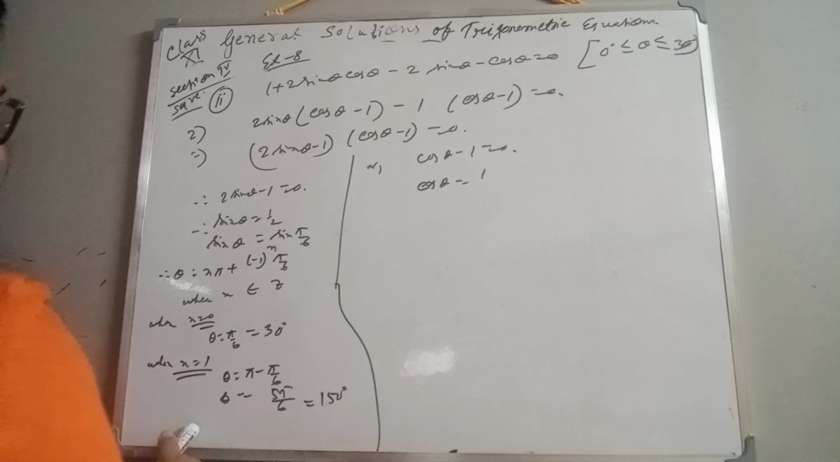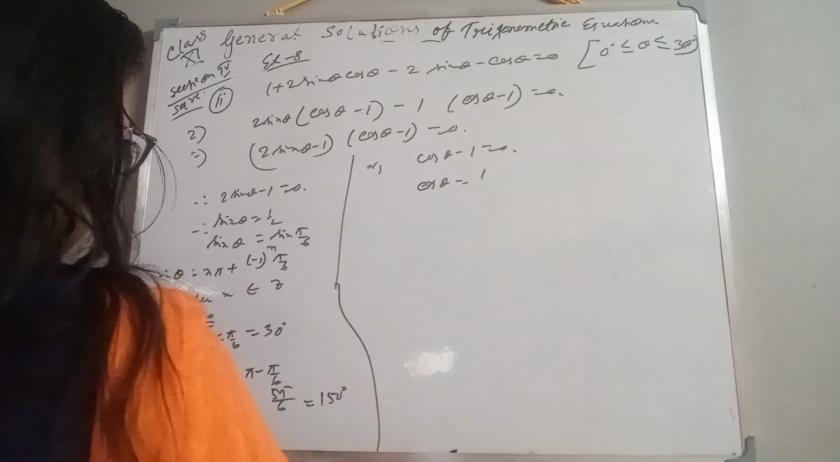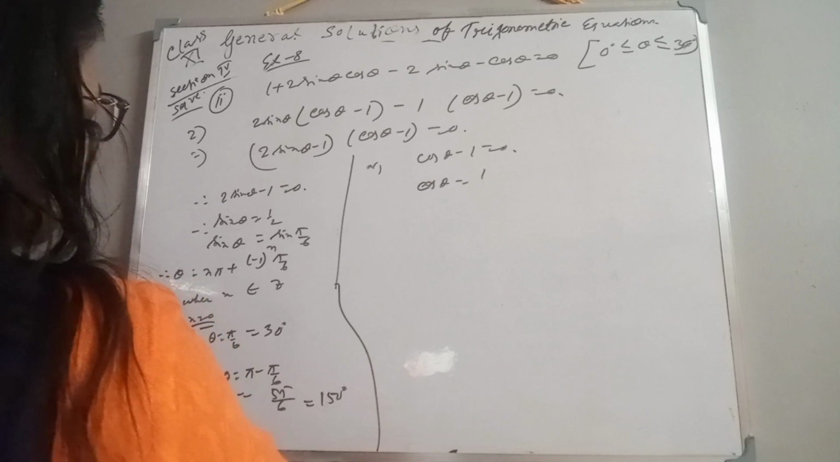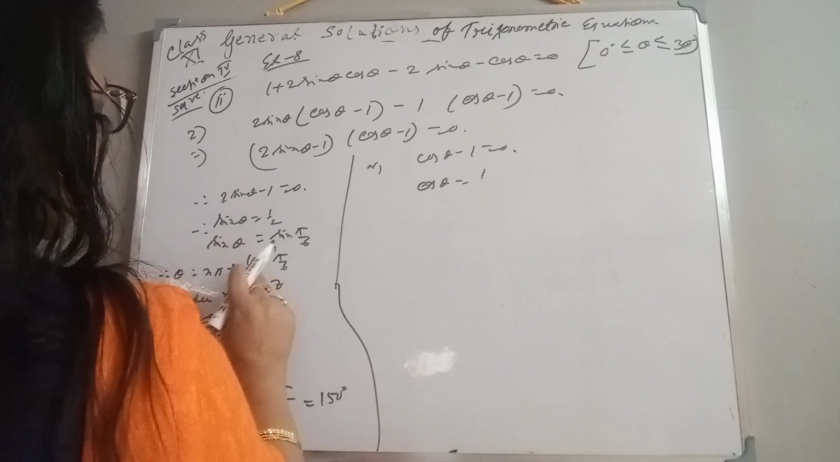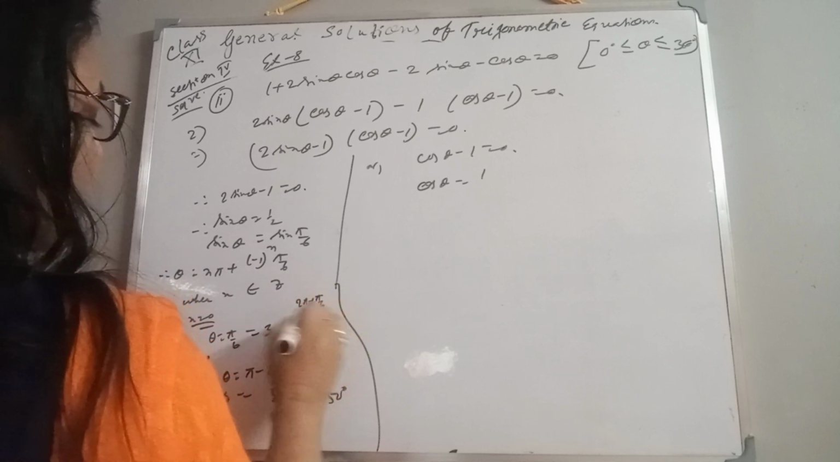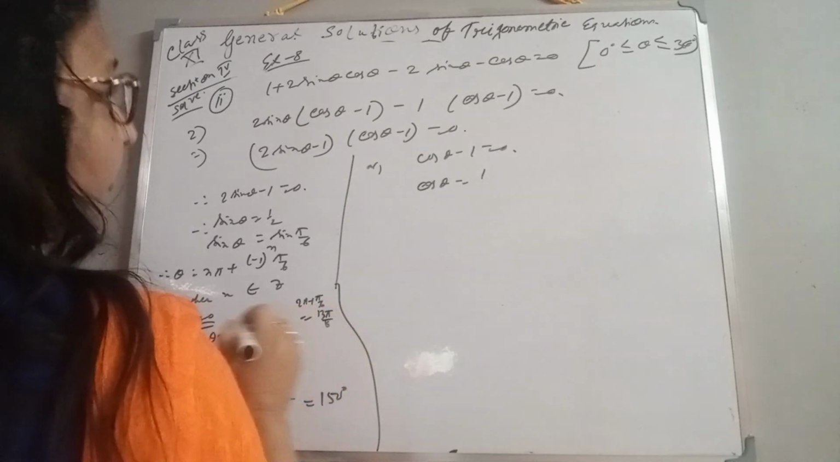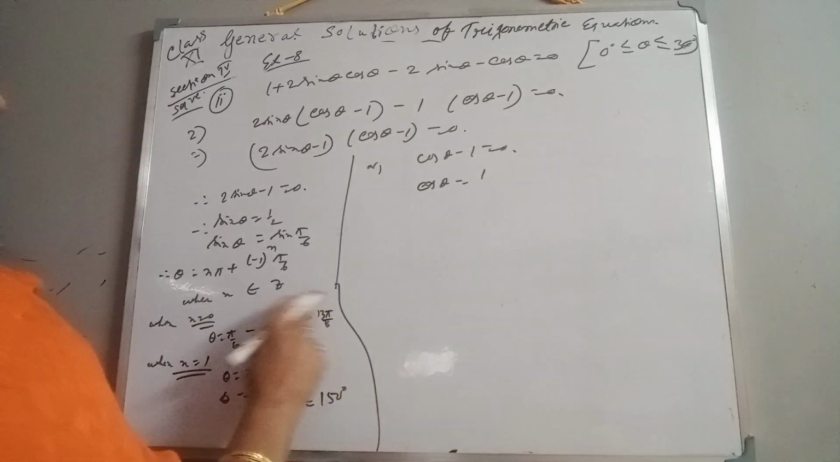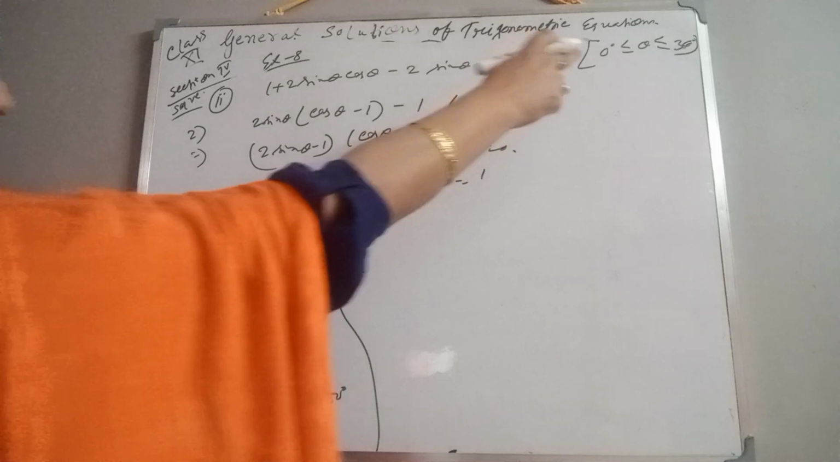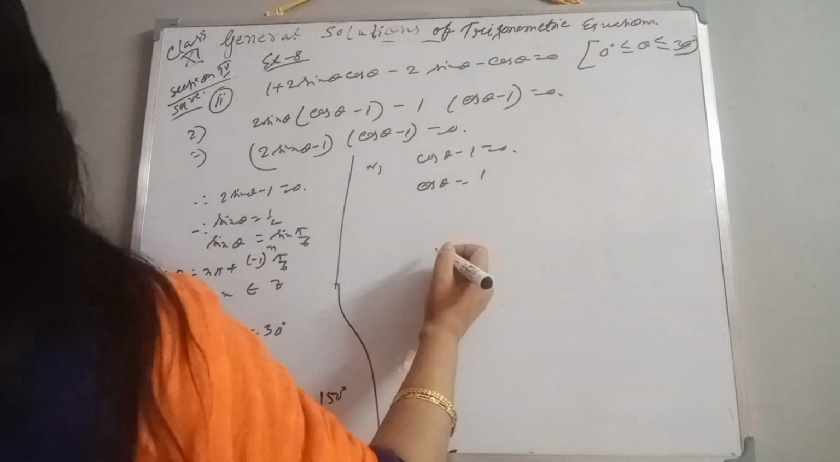More than 1 we cannot take, because then it will be more than 360 degree. If we take 2 pi plus pi by 6, 2 pi plus pi by 6 means 12 pi plus pi, 13 pi by 6, which is 390 degrees. We cannot take this because theta must be less than or equal to 360 degree. Now come to this one here.